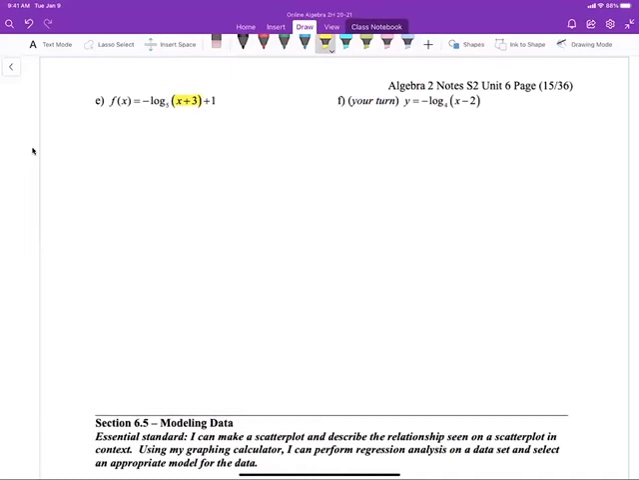X plus 3, that first step, find my domain. X plus 3 must be greater than 0. Therefore, X has to be greater than -3. That is my domain, and my range is all reals. We have just essentially found our vertical asymptote, which will be located at X is equal to -3.